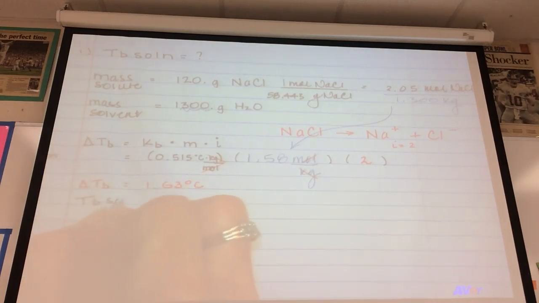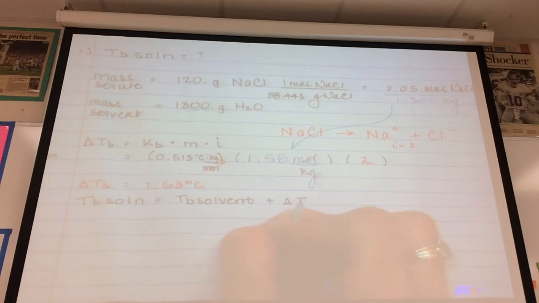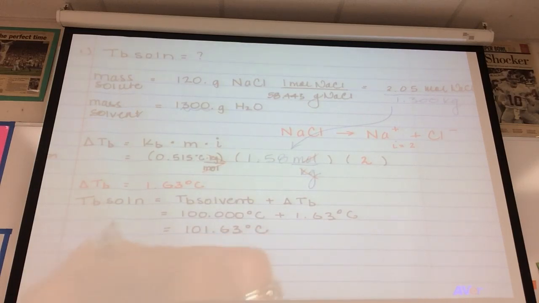Your boiling point of the solution is the boiling point of the solvent plus delta TB. And I got ahead of myself because I started to yell out the answer before showing it carefully. When you add or subtract, you go to the least number of decimal places. So the temperature at which this salt water solution boils is 101.63 degrees Celsius.